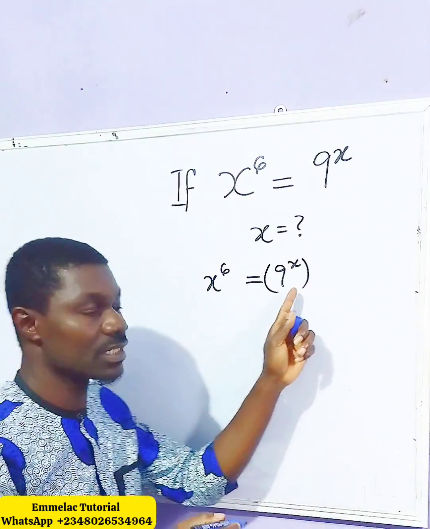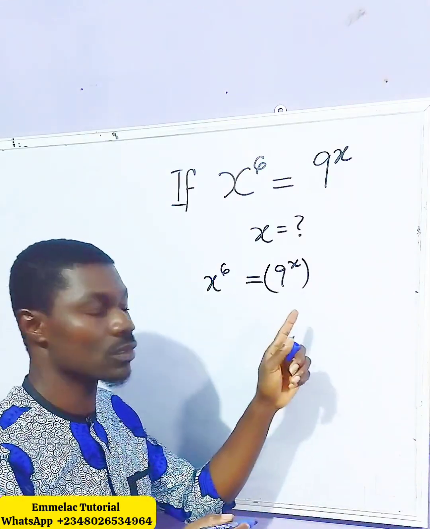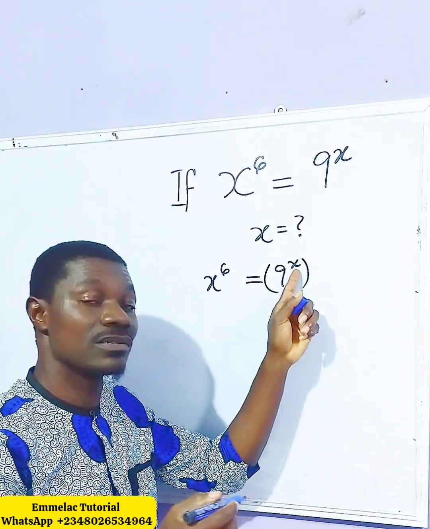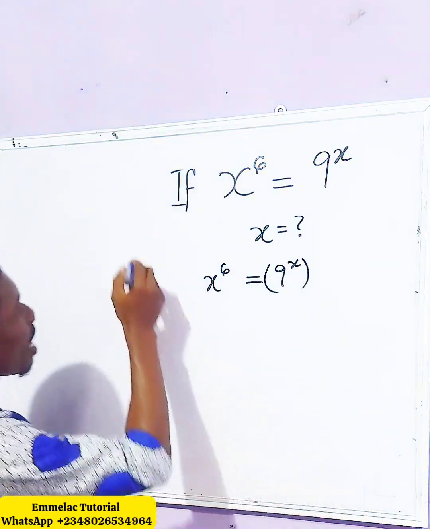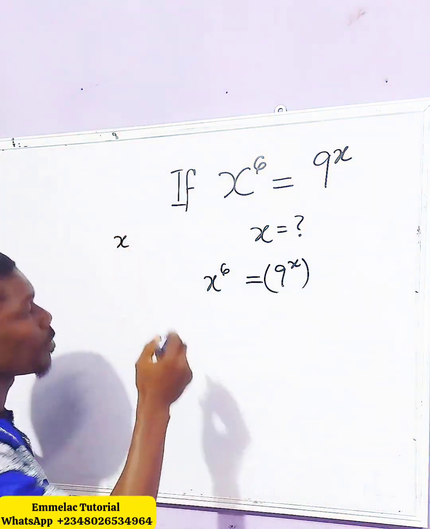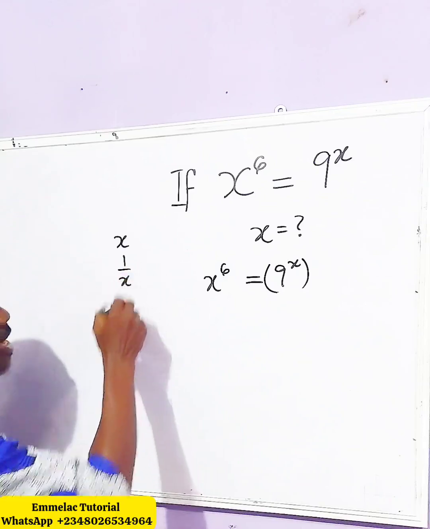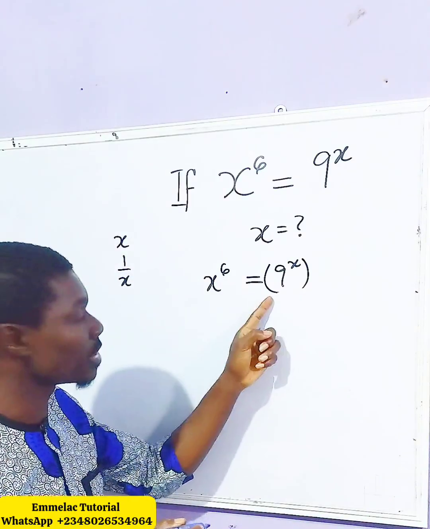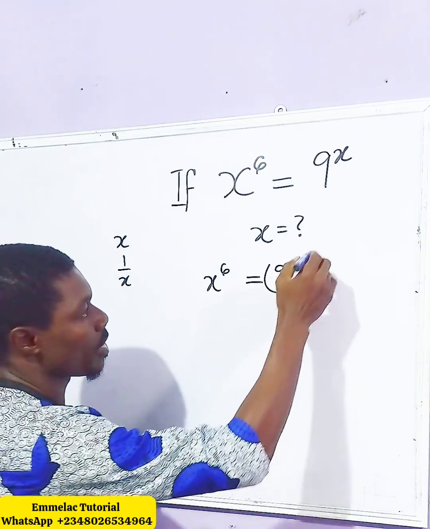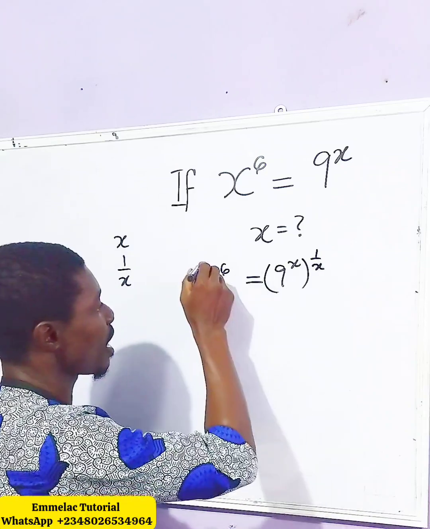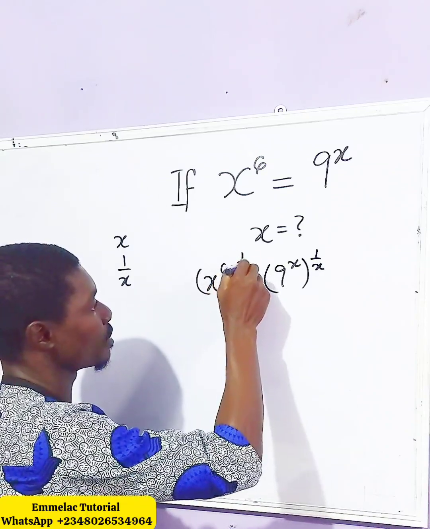Now let's raise both sides of the equation by the exponent, the reciprocal of x. If we have x like this, the reciprocal is 1 over x. So let us raise both sides by the reciprocal of x. So here we have 1 over x and here 1 over x.